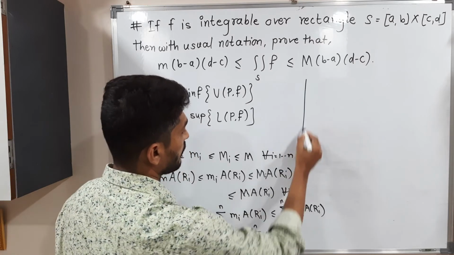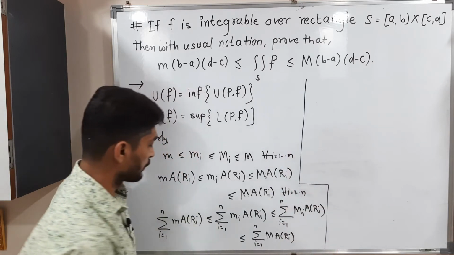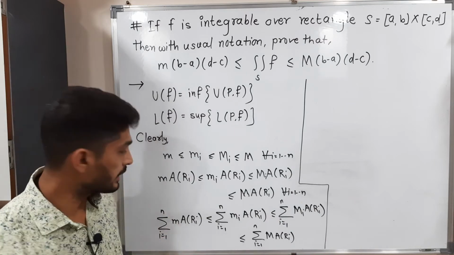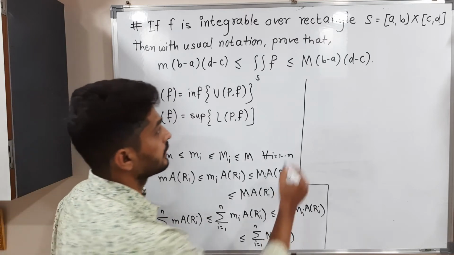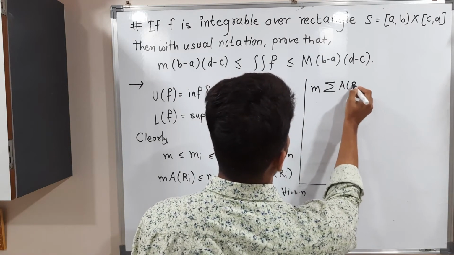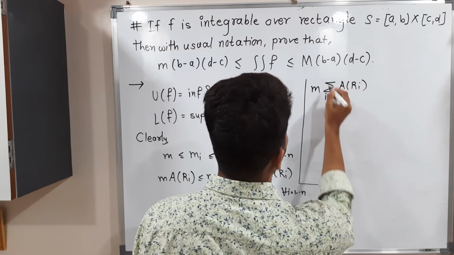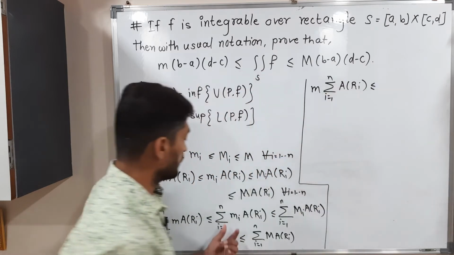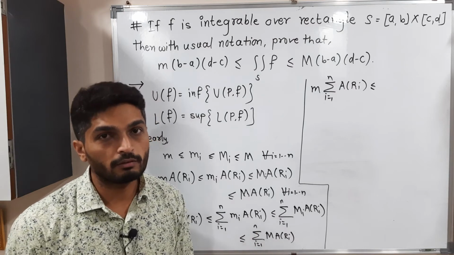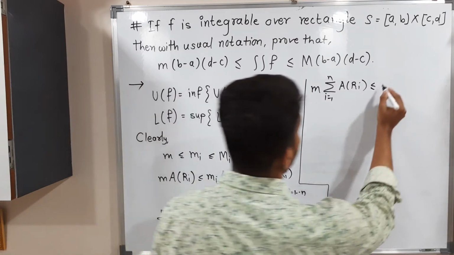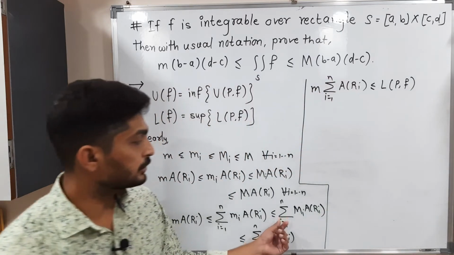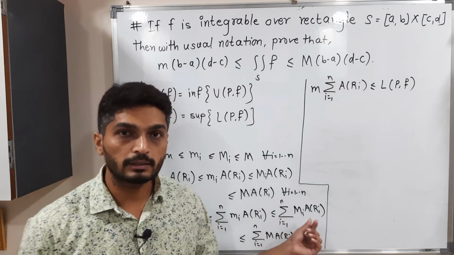Okay. So after taking summation, what can we do? Small m is independent of the summation, so that's why it will come outside the summation. So small m summation of area of Ri, i running from 1 to n, is less than or equal to summation of small mi area of Ri, which is nothing but the formula of LPF. And summation of capital Mi area of Ri is nothing but UPF.